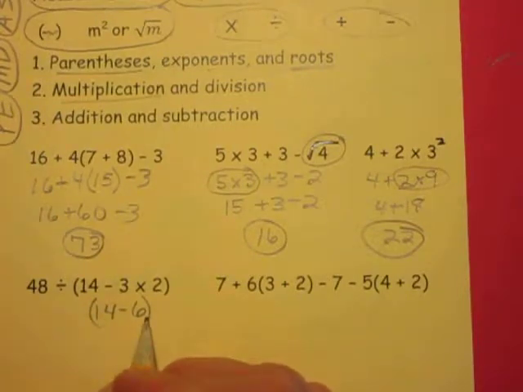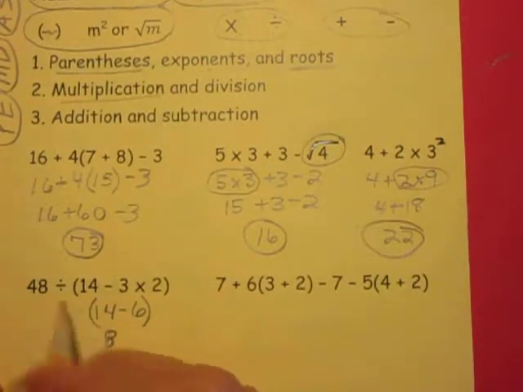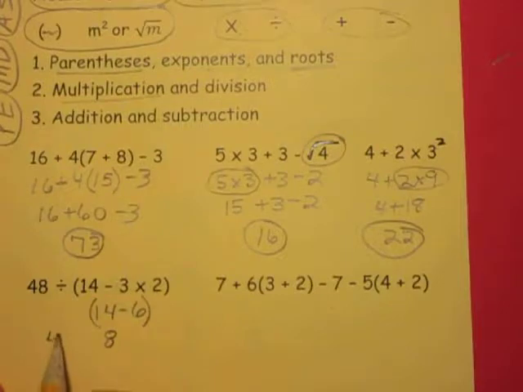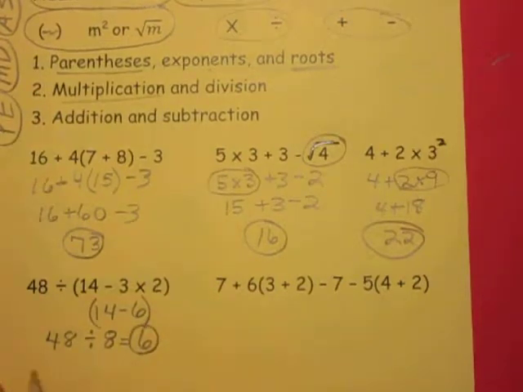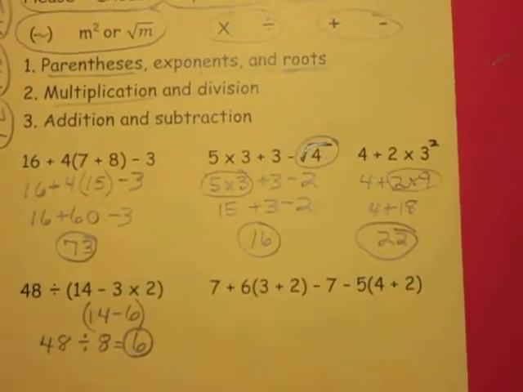I'm going to go ahead and carry that out. That's going to give me 8. And then I can bring this down. The 48 divided by 8 is going to give me 6. And I'm going to write my answer over here just so I save a little room for these fraction problems.